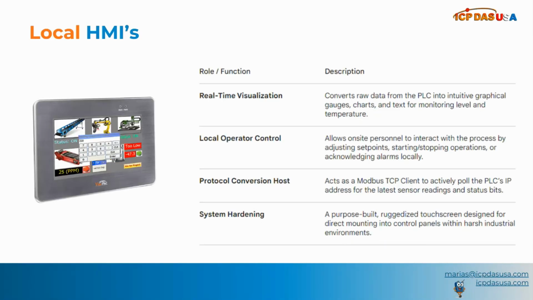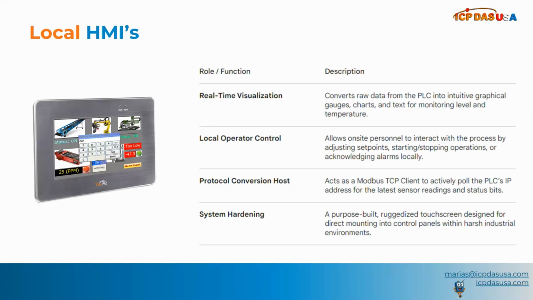They bring real-time visualization. The HMI acts as the front-end visual interface and converts raw data from the PLC and data acquisition equipment into intuitive graphical gauges, charts, and text readouts for clear access to measurements, process levels, and temperatures. Logical operator control empowers on-site personnel to interact directly with processes by allowing for the adjustment of set points, start or stop of operations, and acknowledging alarms locally.